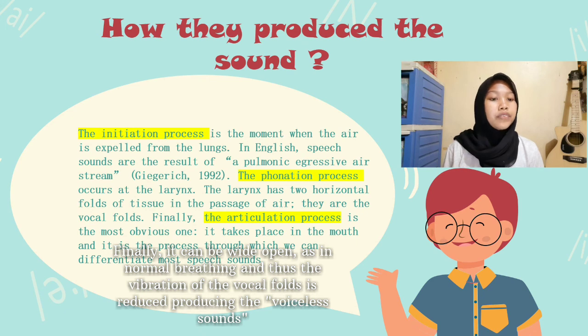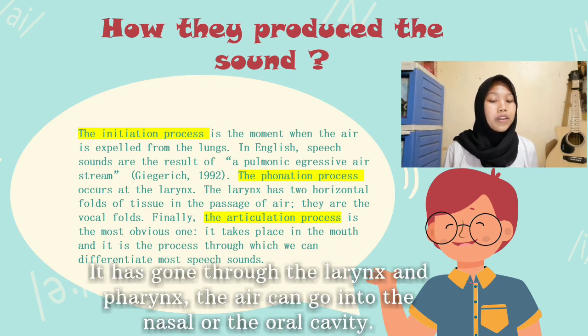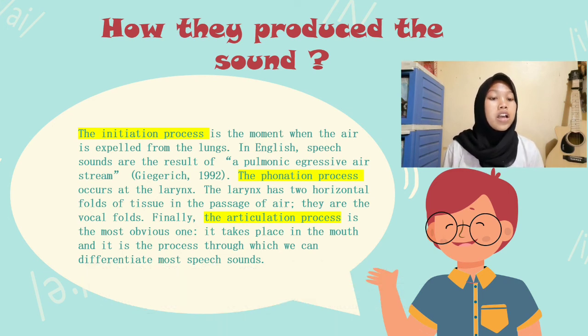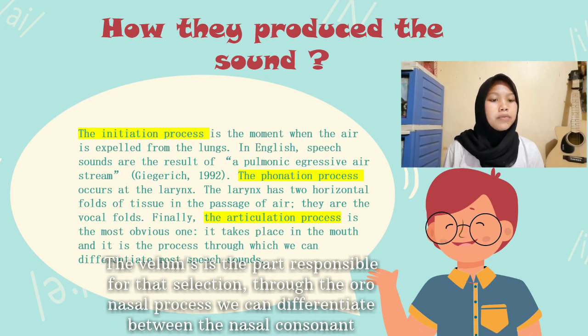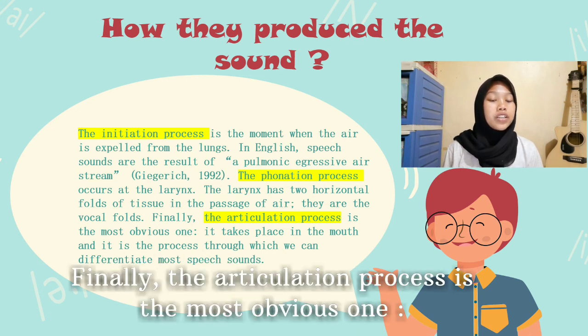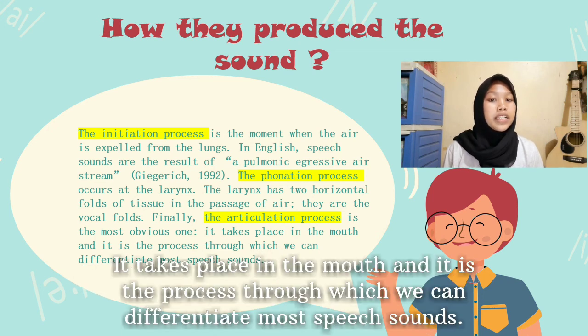After it has gone through the larynx and the pharynx, the air can go into the nasal or the oral cavity. The velum is the part responsible for the selection. Through the oronasal process, we can differentiate between the nasal consonants and other sounds. Finally, the articulation process is the most obvious one. It takes place in the mouth, and it is the process through which we can differentiate most speech sounds.